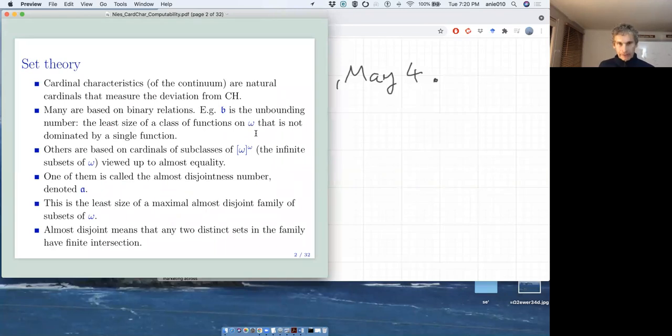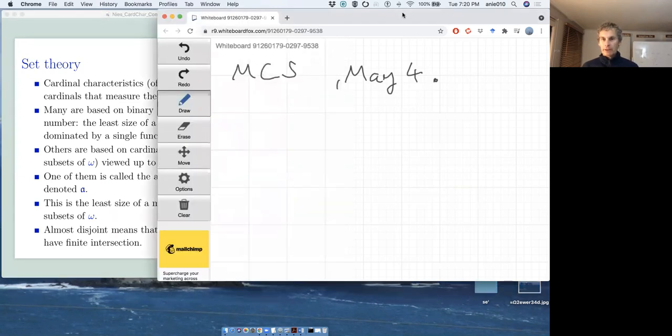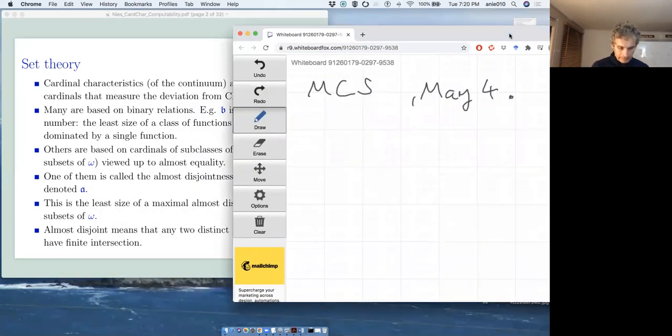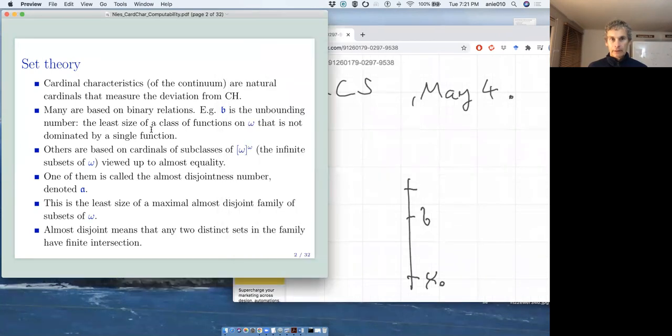So first, let's look at the set theory side. Cardinal characteristics measure the deviation of our universe from satisfying CH. They are natural cardinals between omega and 2 to the omega, and always strictly larger than omega. Something like this. For instance, b, the unbounding number, sorry, the unbounding number. d is the domination number, which is above b, and here is 2 to the Aleph 0. So I'm asking what's between and above Aleph 0, but at most 2 to the Aleph 0. Natural properties of the continuum or the power set of the natural numbers provide such examples.